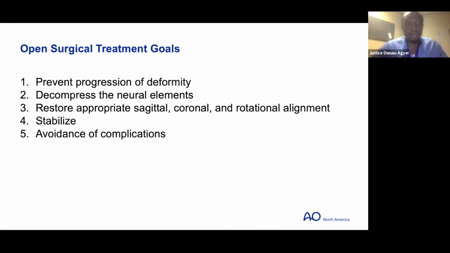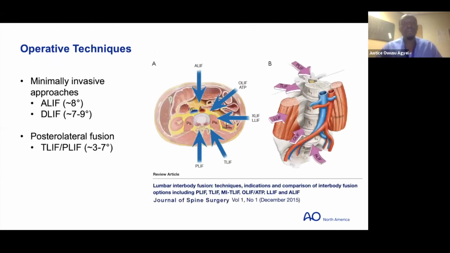When we do treat these patients, there are a few goals that we keep in mind. The first and foremost is to prevent progression of the patient's deformity. The next would be to decompress any neural elements and restore the appropriate sagittal, coronal, and rotational alignment. Next would be to stabilize the patient, and most importantly, to avoid any complications. The different techniques we use can be broken up into minimally invasive versus open approaches.